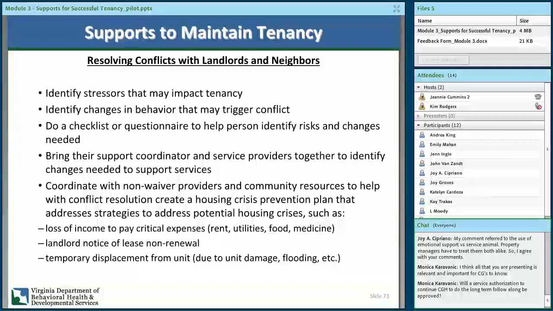Finally, guides can work with the individual and his or her support team to create a housing crisis prevention plan with strategies to address potential housing crises, such as loss of income to pay rent or other critical expenses, like utilities, food, and medicine, addressing a landlord notice of a lease non-renewal, or what to do if the individual is temporarily displaced from the unit due to damage or flooding.